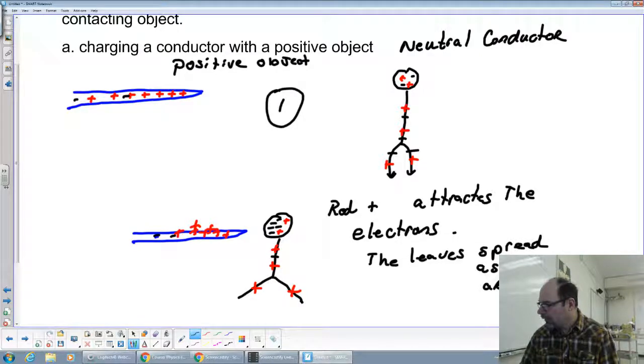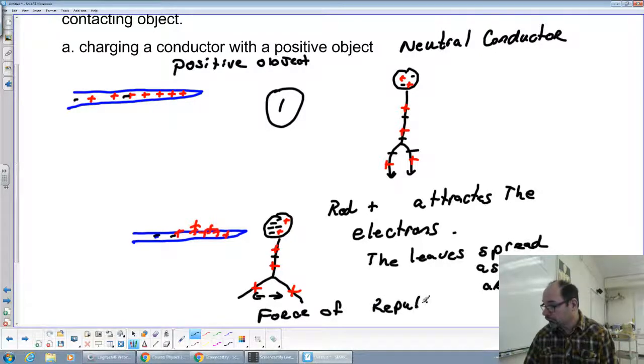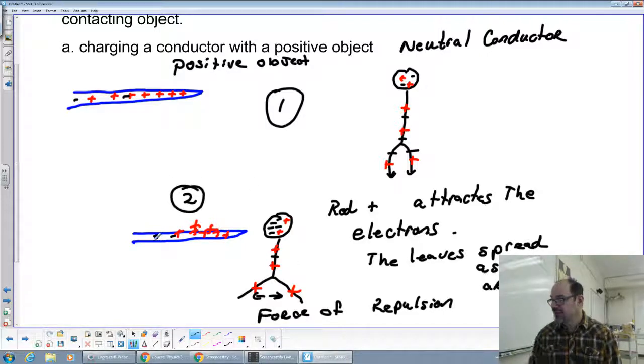Okay, and then we know that from electrostatic force, there's a force of repulsion. Okay, so that's what's happening when it comes close. So that we'll put 2 there. Okay, so whenever you bring something close, that's before I touch it.